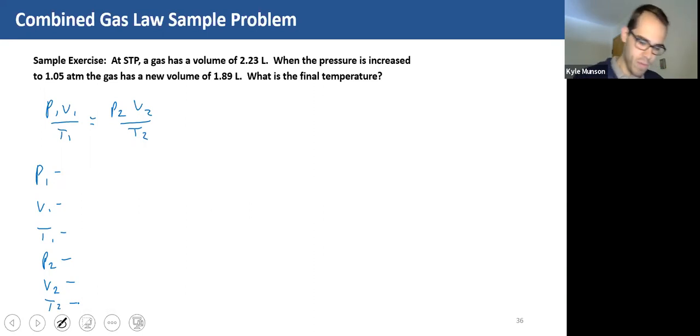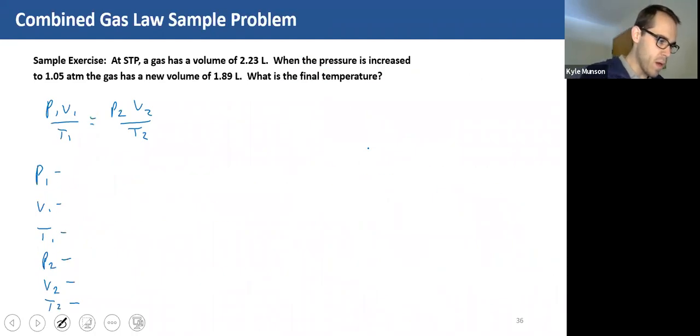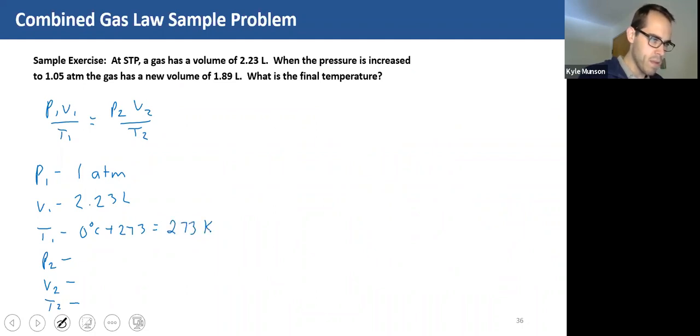Remember, for STP for gases, T is 0 degrees Celsius and 1 atmosphere is the pressure. So that means P1 is 1 atmosphere. The volume is 2.23 liters. Temperature is 0 degrees Celsius, which I'm just going to convert to Kelvin, 273. The pressure is increased to 1.05 atmospheres, not a whole lot. And it has a new volume of 1.89 liters.